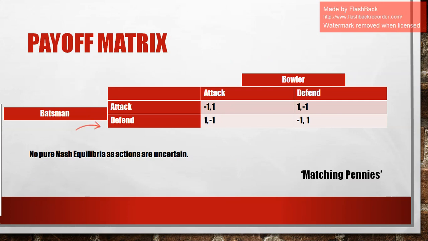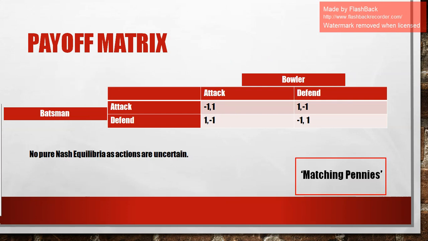If he defends it, however, he will never get out, and gains a utility of 1, whereas the bowler has failed to get him out, so he gains -1. Similar logic applies to the bowler if he chooses defend. Defend for the batsman means he has missed an opportunity to score runs, as the bowler was not trying to get him out, hence he gets -1 utility, and the 1 for the bowler. If the batsman chooses attack when the bowler chooses defend, however, he will score runs and the utilities switch.